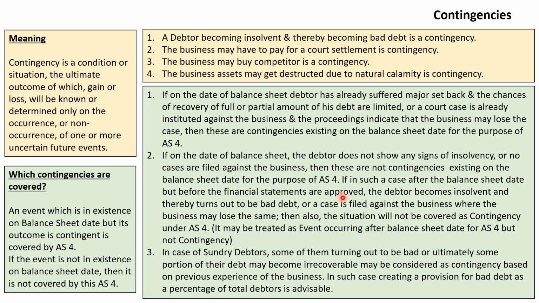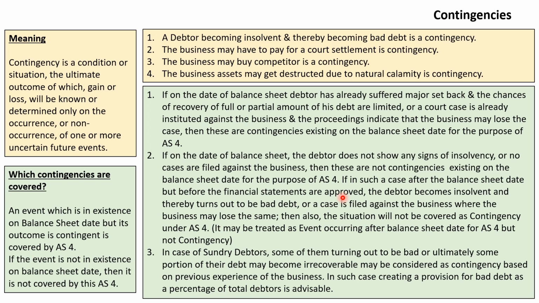So of the debtors of 10 lakh as on 31st March, we were already aware that one debtor of 1 lakh may or may not realize. So now it becomes a contingency, because on balance sheet date we already know that somebody is either going to pay or may not pay on account of a future uncertain event. Then it will become contingency.